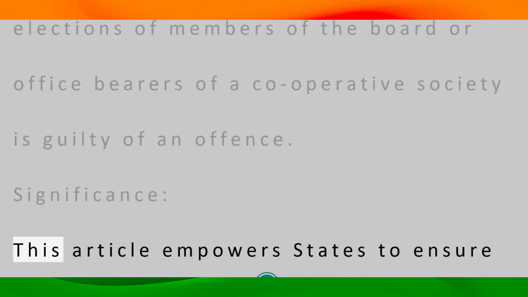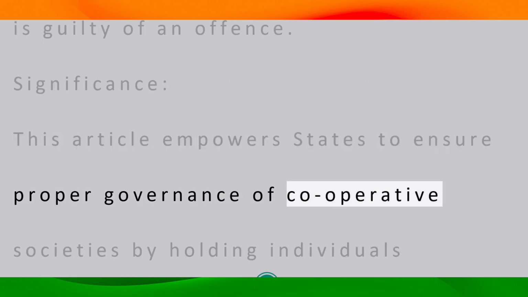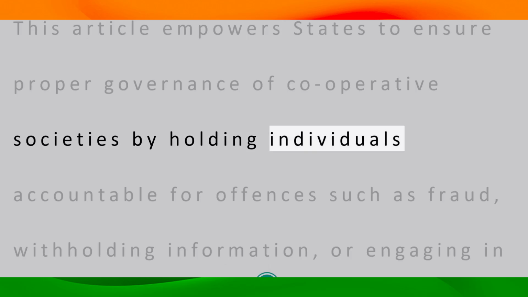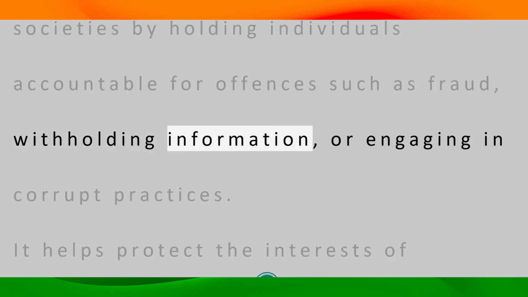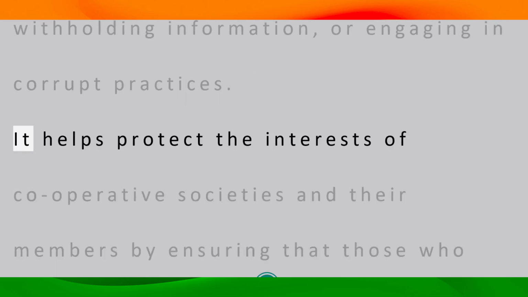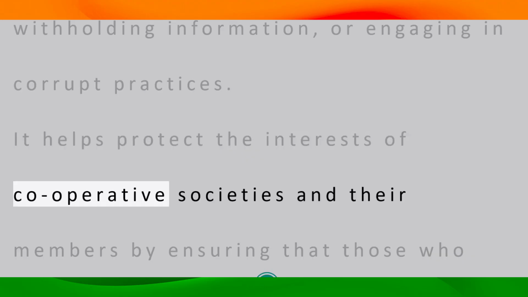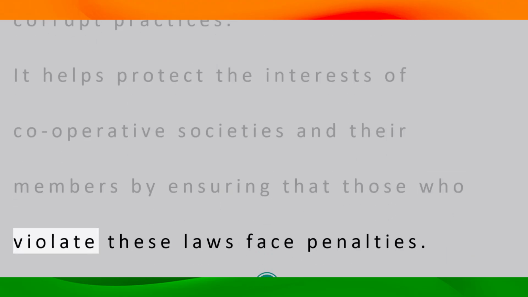Significance. This article empowers states to ensure proper governance of cooperative societies by holding individuals accountable for offences such as fraud, withholding information, or engaging in corrupt practices. It helps protect the interests of cooperative societies and their members by ensuring that those who violate these laws face penalties.